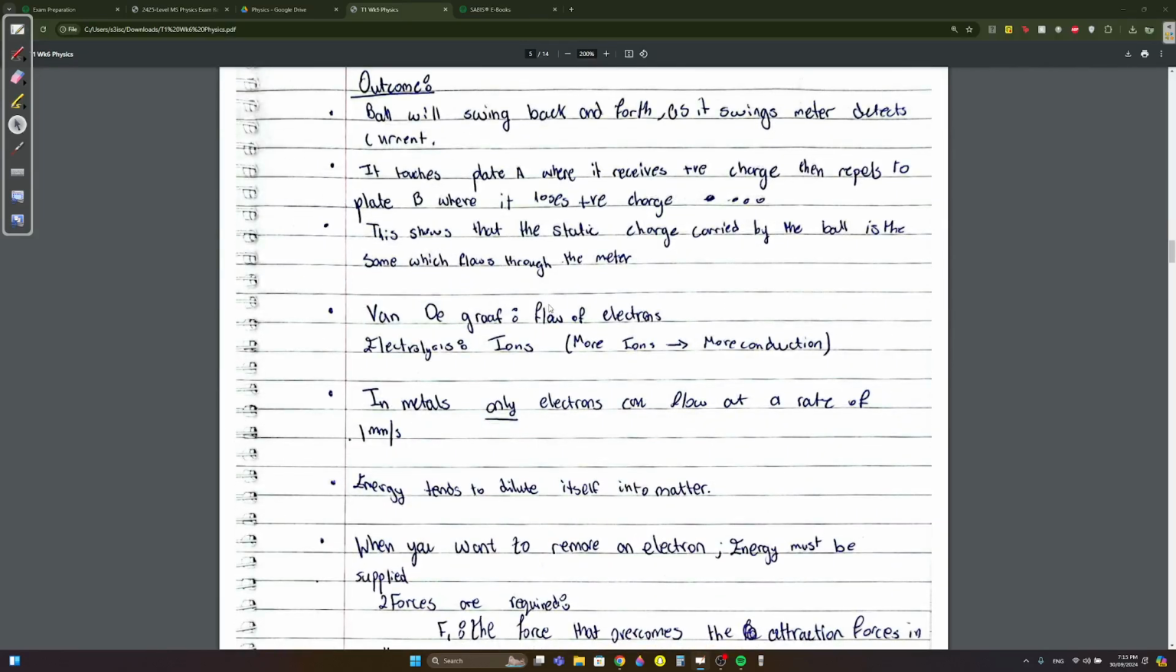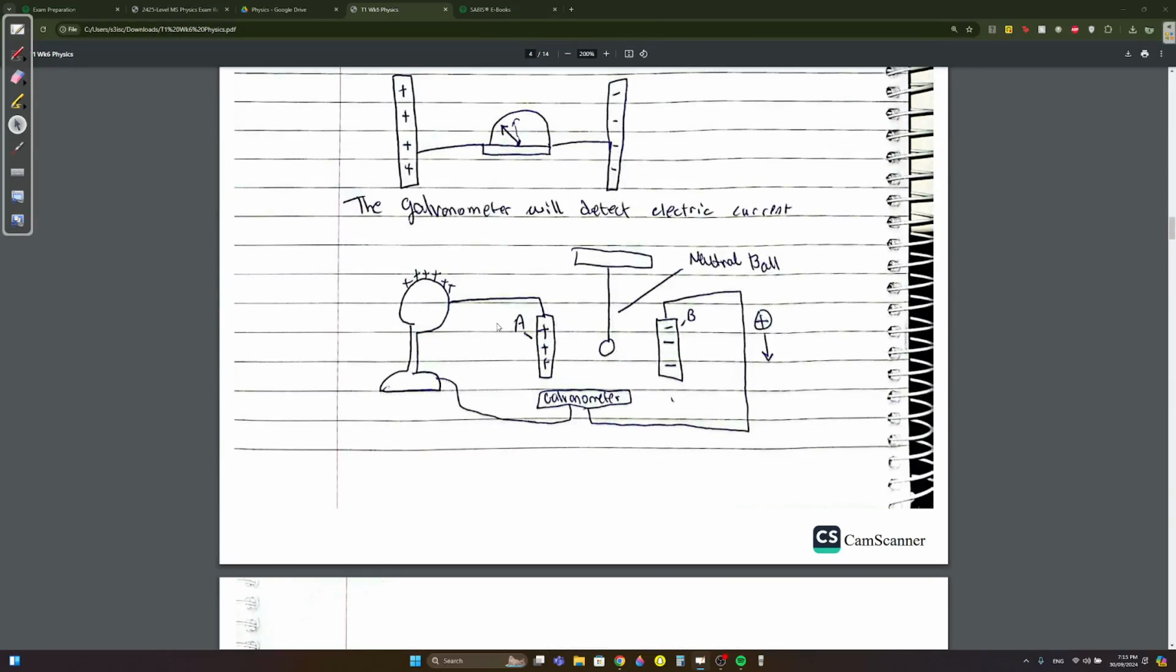Okay, what does Van de Graaff? Okay, I don't know what I meant when I wrote this honestly. Van de Graaff flow of electrons. I don't know, honestly.